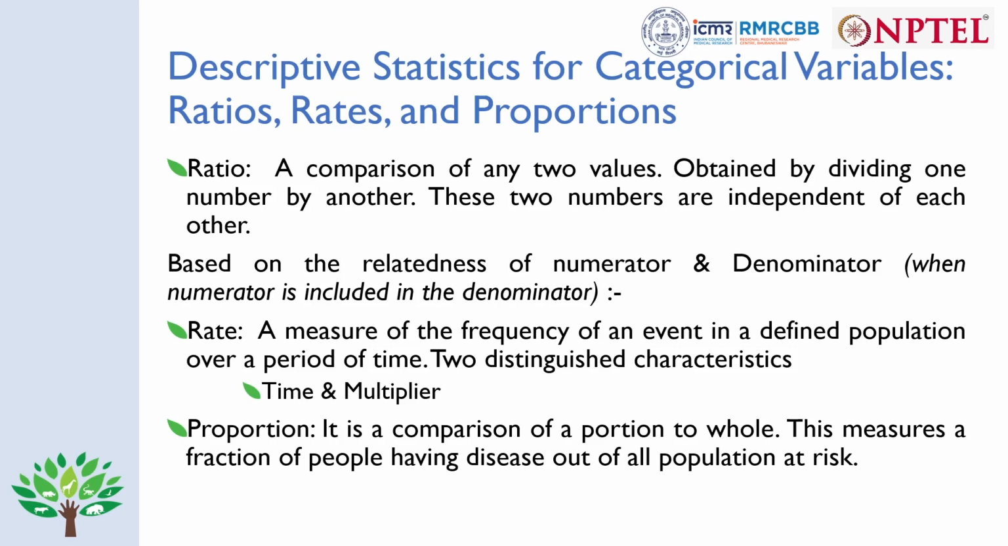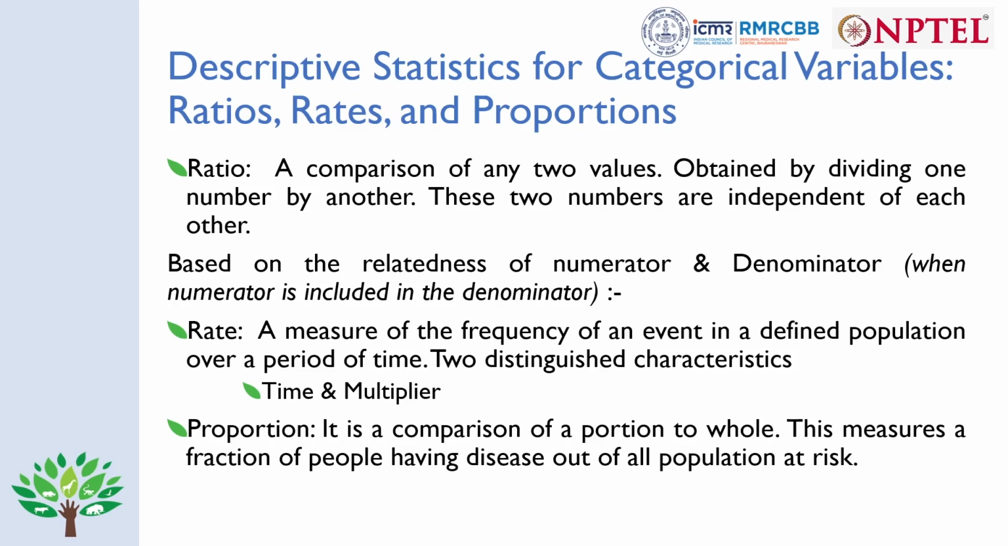A rate, a measure of the frequency of an event in a defined population over a period of time, is known as the rate, and it has two distinguishing characteristics: one is the time and the other the multiplier. That means a rate must have one time factor and a multiplier.